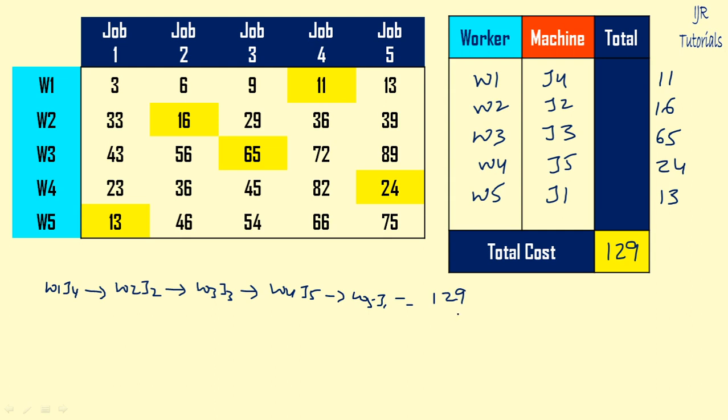Whatever the given measure or parameter in the problem, we have to write that. So this is the optimal solution. 129 is the optimal solution. This is the way to convert a degeneracy problem into a non-degeneracy problem. I hope all of you understand this degeneracy case. Thank you for watching.